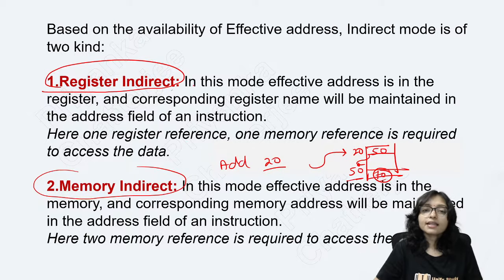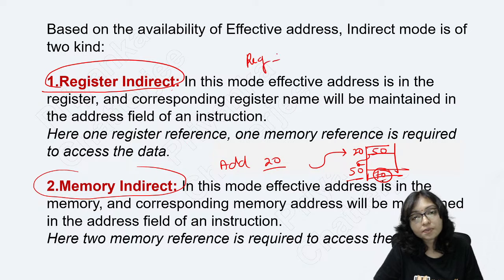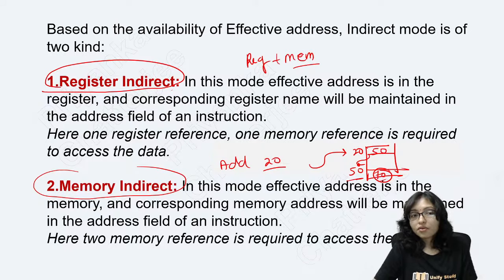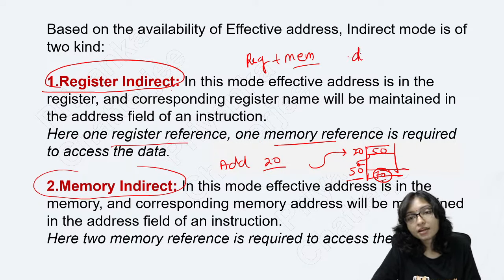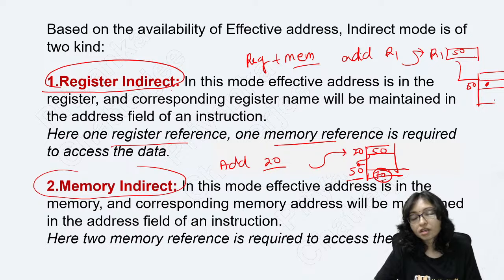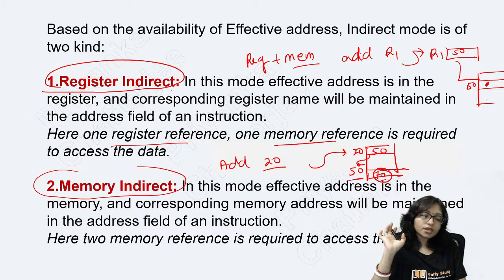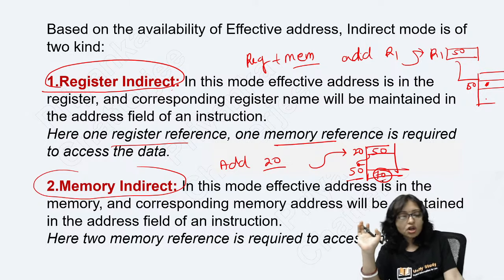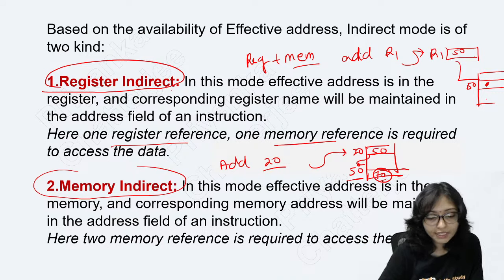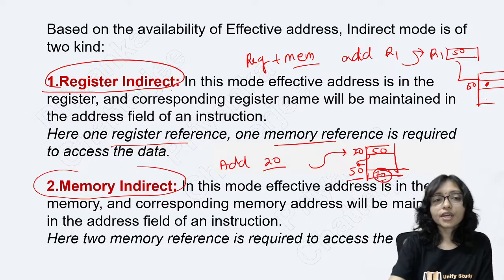But register indirect means one register reference plus one memory reference. Maybe it is add R1. It will go to the register R1. In the register R1, maybe 50 is written. Now it will go to memory 50 and fetch the data. This is the difference between register indirect and memory indirect. Remember that, very, very important. Which one is called register indirect and which one is called memory indirect? Is that clear?